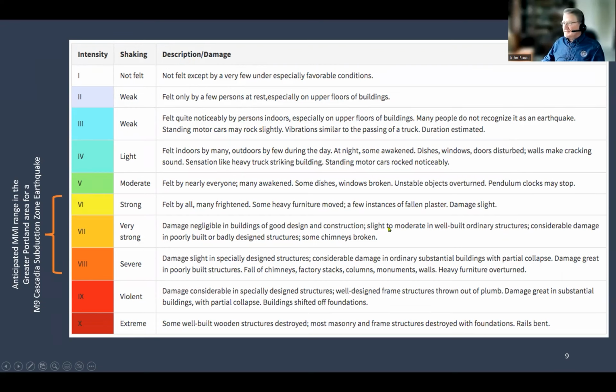For the CSC, the Cascadia Subduction Zone, we're anticipating shaking between 6 and 8 in the greater Portland area. It will be higher at the coast. Okay, go to that shake map page.